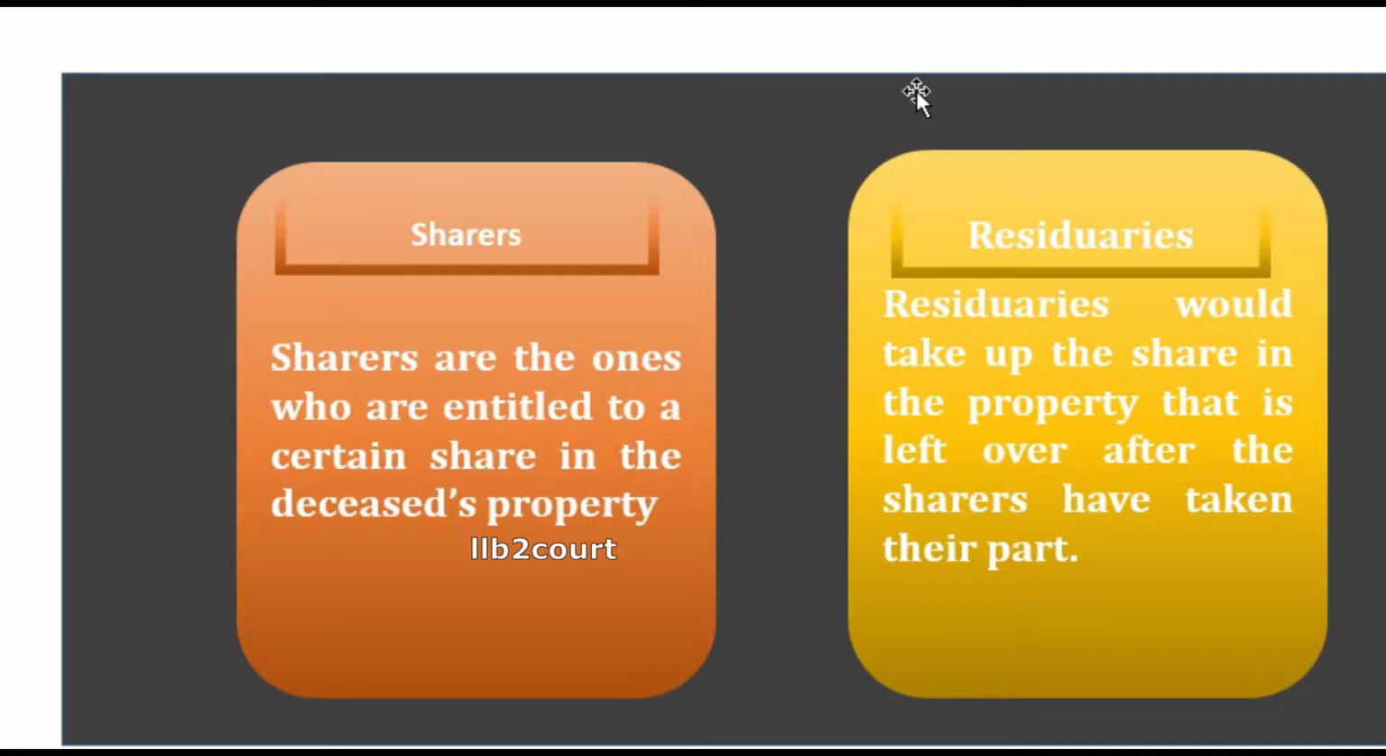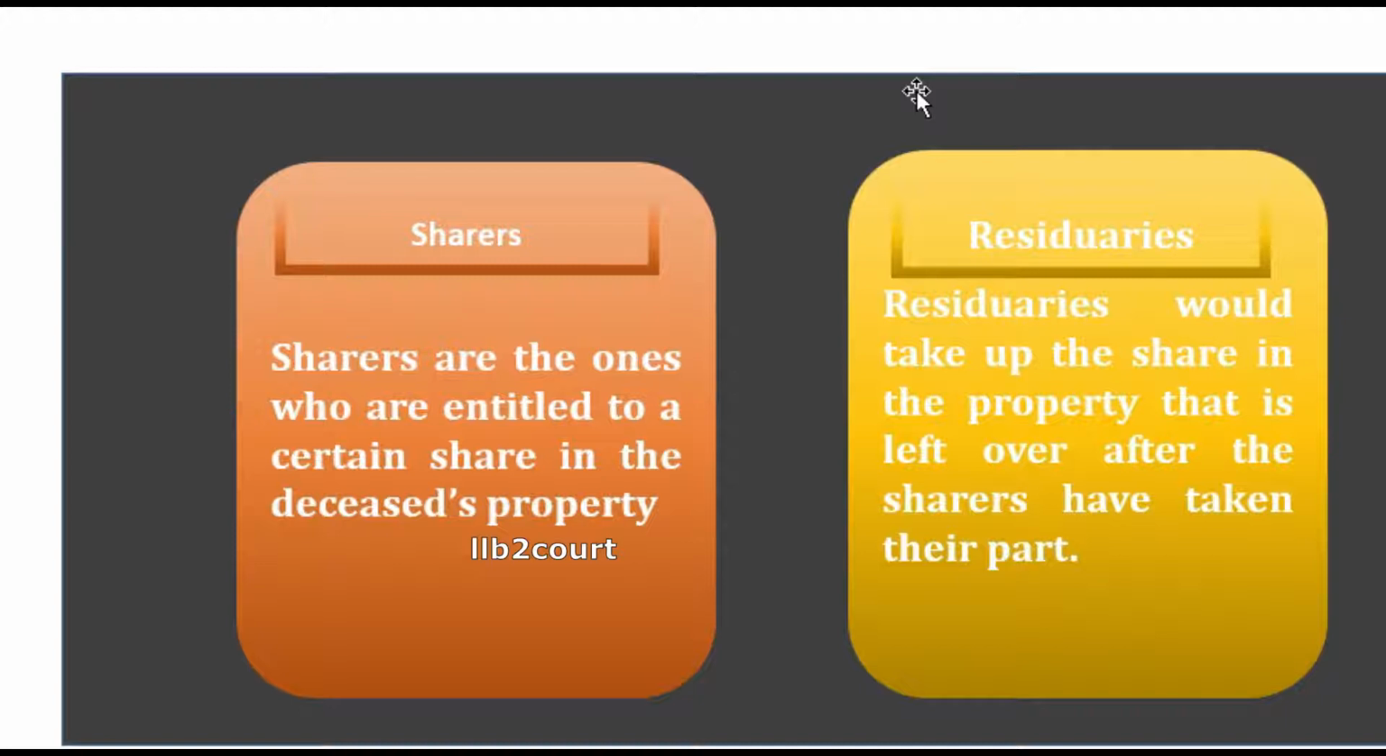There are two things which you need to understand. First one is sharers, the other one is residuaries. When a person is allotted a certain share, they are called sharers. After allotting to the sharers, the leftover property will be taken by the residuaries. In the Hindu Act, Indian Act and others, the property is divided equally, so the property will not be left over.